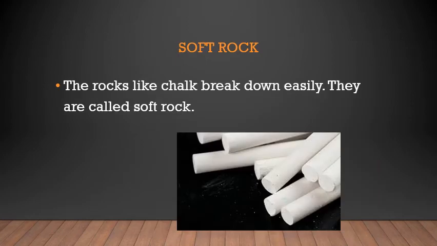Next is soft rocks. Soft rocks means rocks like chalk break down easily. You must have seen the teacher while writing on the board, the chalk breaks off in her hand, right? That shows that the chalk piece breaks easily. So it is a soft rock. Hard rock means it does not break easily. Soft rock means it breaks easily. Example for the soft rock, chalk, C-H-A-L-K, is the best example for soft rock.